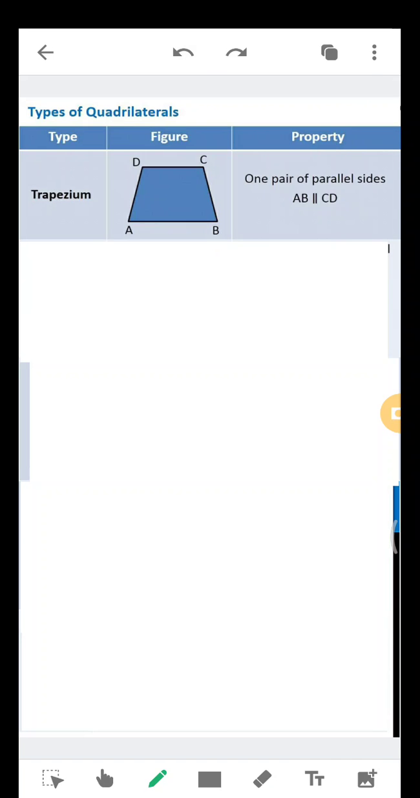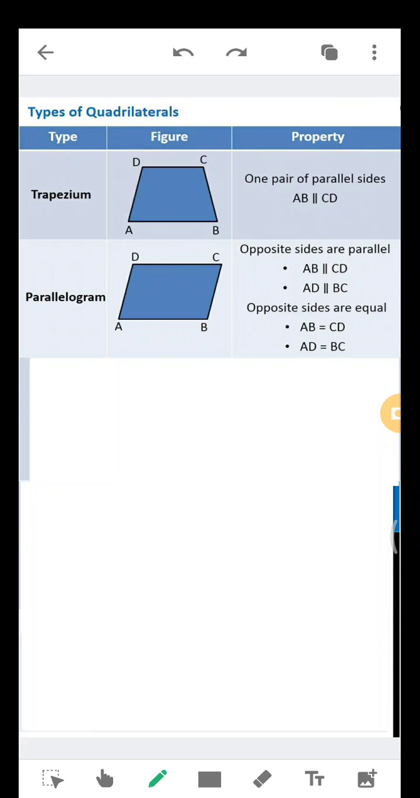The first one is trapezium. You can see the figure. What is a trapezium? A trapezium has one pair of sides parallel, a quadrilateral in which one pair of sides is parallel. So in this figure, AB is parallel to CD. This is the symbol used for parallel, two parallel lines. So AB is parallel to CD, which can be denoted by arrows on the same side. This type of quadrilateral is named a trapezium.